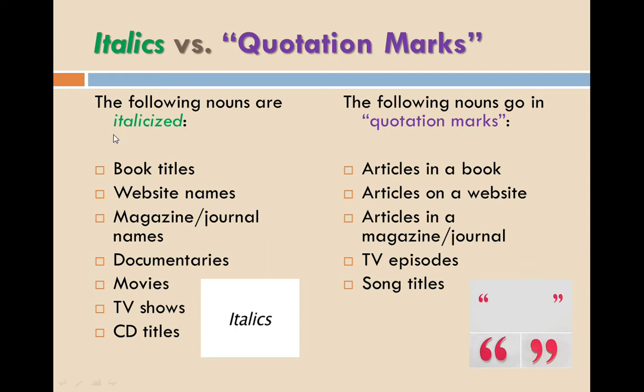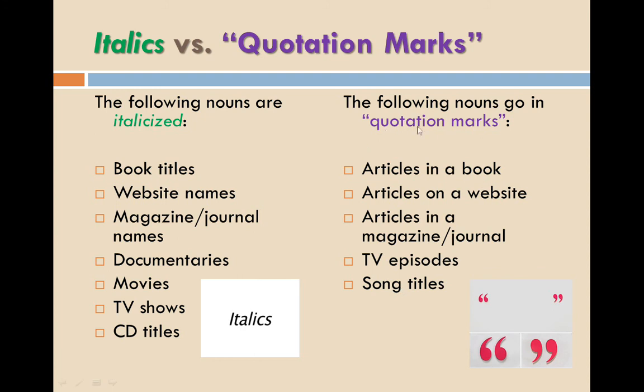So big is spelled B-I-G. Think of that I in the middle as meaning italicized. That's a little trick to help you remember. Small things go in quotation marks. So things like an article from a book, or an article from a website, article from a magazine, individual TV episodes, individual song titles. So as you can see, these match up. A big thing is a book, small thing is an article from a book. Big thing is a CD title, small thing is a song from a CD. So hopefully that will help you remember.